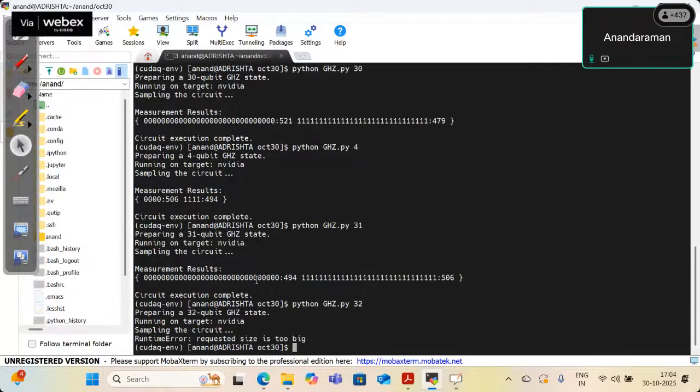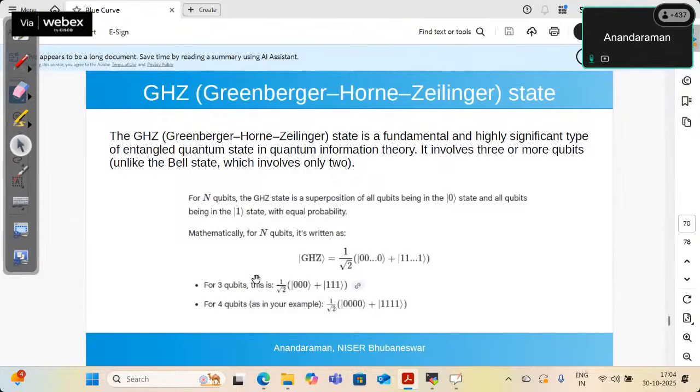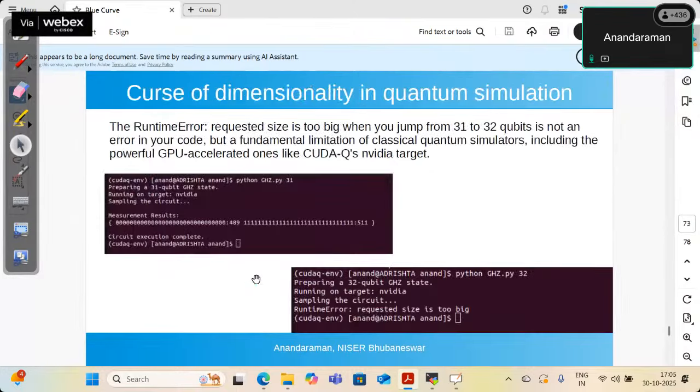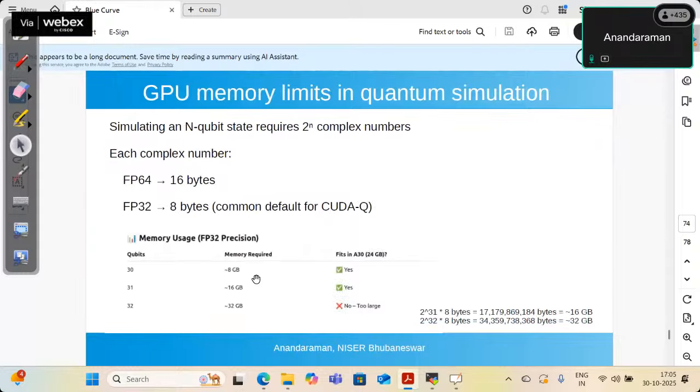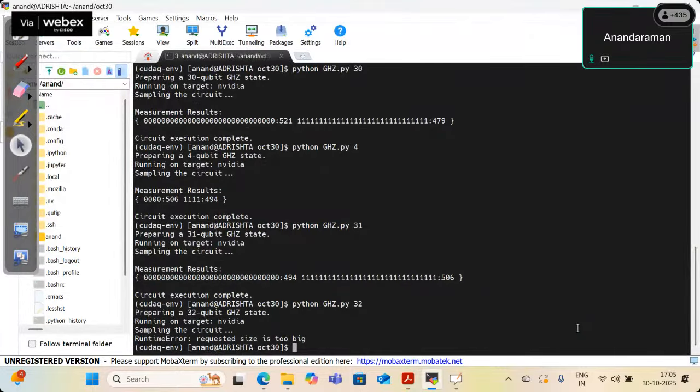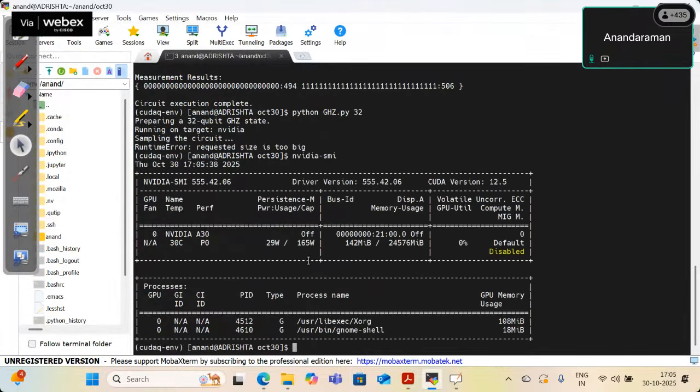With 32 we are getting an error, a runtime error saying the required size is too big. When you jump from 31 to 32, it is not an error in your code, but a fundamental limitation of the classical quantum simulator, for example the GPU-accelerated CUDA Q NVIDIA target. Memory is exhausted. For one double precision 64-bit floating point complex amplitude, 16 bytes are needed. So 2 power 31 times 8 bytes is 16 GB, and 2 power 32 needs 32 GB, but my GPU has only 24 GB RAM.